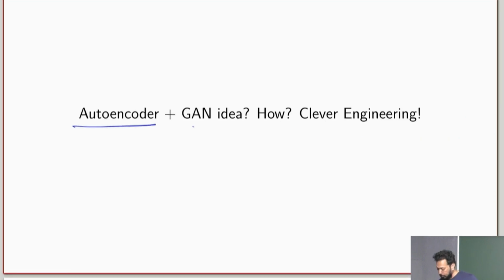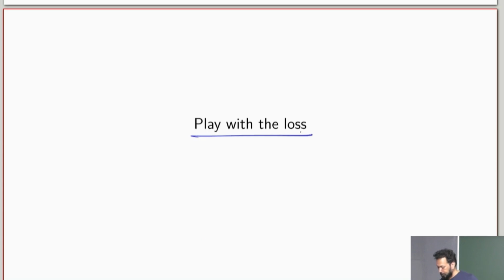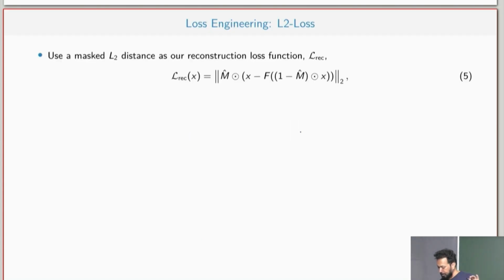So what about autoencoder plus GAN? And so play with the loss basically. We built the maths for GAN and everything, but for some applications we may have to play a little bit. So one thing is the L2 loss. It's the reconstruction loss, and here M stands for masking.